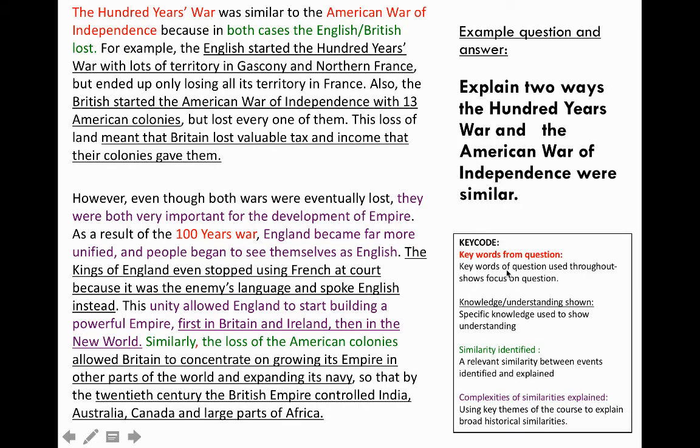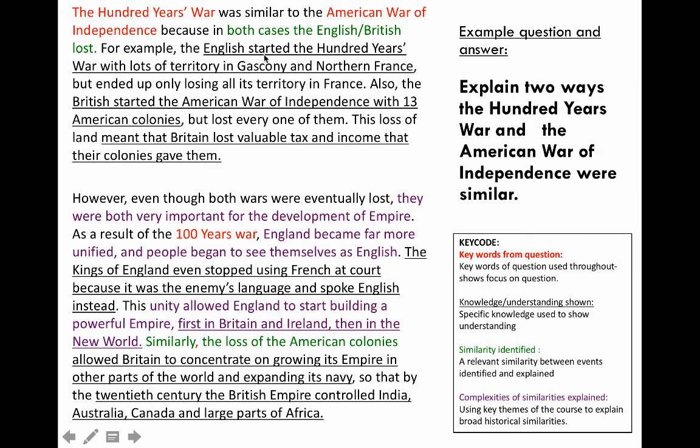Here's our little key code. Red is keywords from the question. Black underlined is knowledge and understanding. Green, similarities. And purple, complex similarities. So let's look at the first paragraph. Straight away, you've got the 2 key events from the question in the first sentence. You've got the word similar, and you've got the key similarity. They both lost.